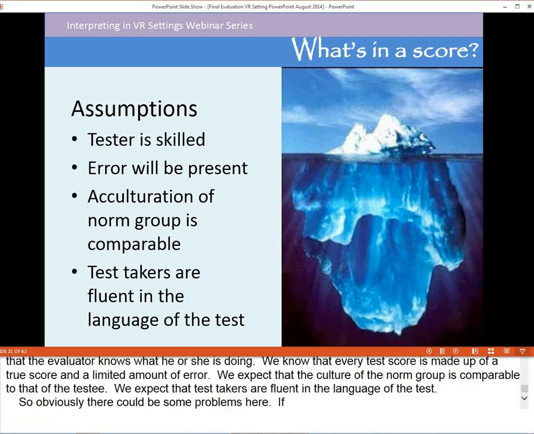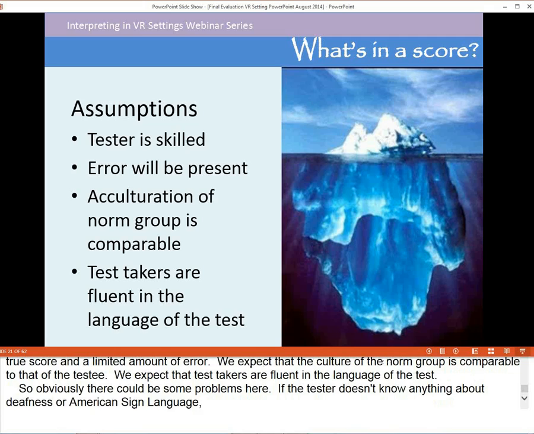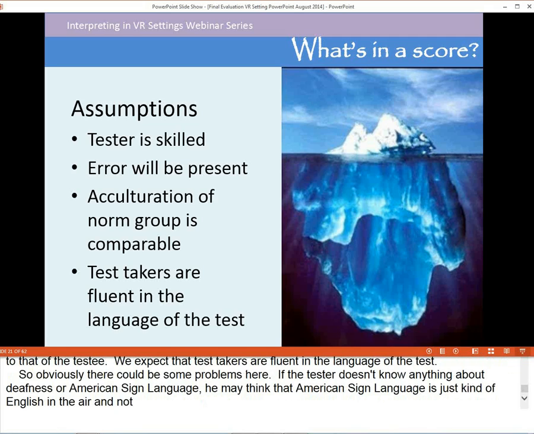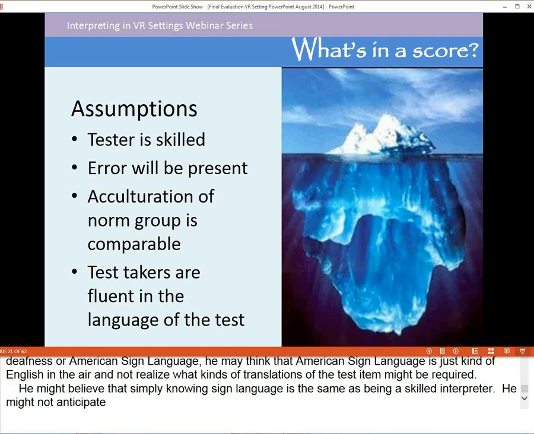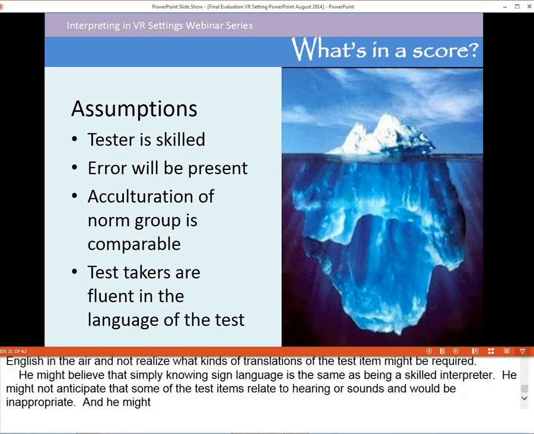If the tester doesn't know anything about deafness or American Sign Language, he may think that American Sign Language is just kind of English in the air and not realize what kinds of translations of the test item might be required. He might believe that simply knowing sign language is the same as being a skilled interpreter. He might not anticipate that some of the test items relate to hearing or sound and would be inappropriate. And he might not realize that the deaf person could have some English disfluencies that cause him to misinterpret some of the items.